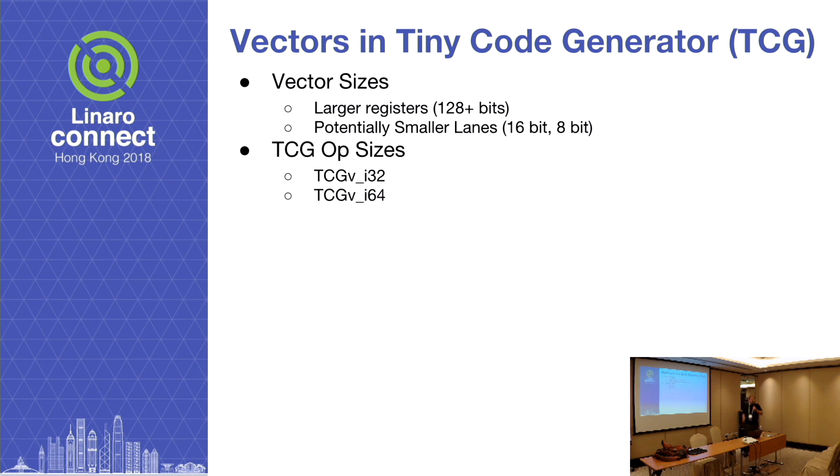So the first problem that was apparent when we started on the work with TCG is how we're going to deal with these large vector sizes. At the time, TCG only understood the concept of 32-bit and 64-bit register sizes. But vectors can be a lot larger, and the lanes that you're operating on can be a lot smaller.